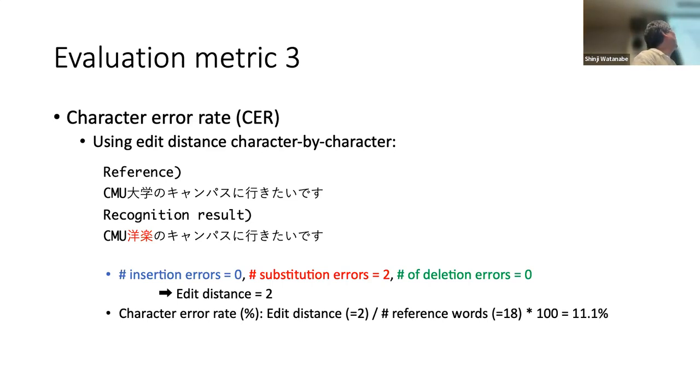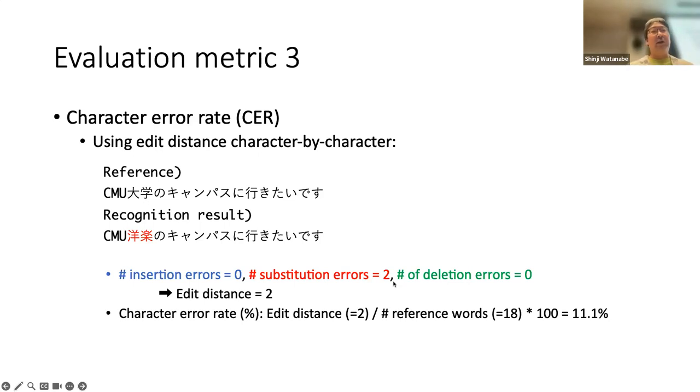In this case, people often use the character error rate. In this example, we just have two characters. I don't know how you recognize them, but anyway, this is one character and this is one character. In these cases, there are two characters corresponding to the error, and the character error rate is divided by the number of the characters here in the denominator, and it becomes 11.1%.